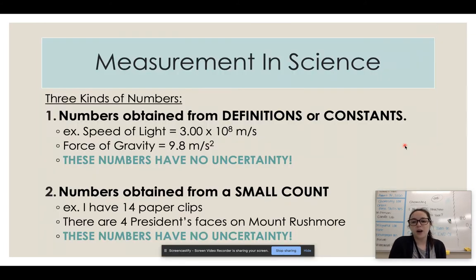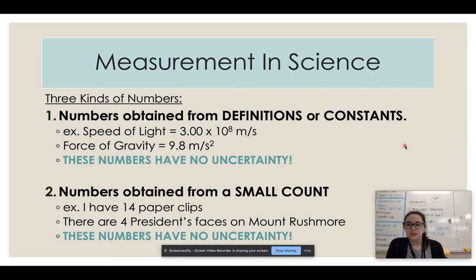All right, moving on, we're going to talk about our measurements in science. So there's 3 kinds of numbers in science. Number 1 are the numbers obtained from definitions or constants. An example of that would be the speed of light, the force of gravity. These are numbers that are given to you, and there's something that's been tested and proven on multiple occasions, and so it makes them a constant. It's a number that will always be the same, no matter what.